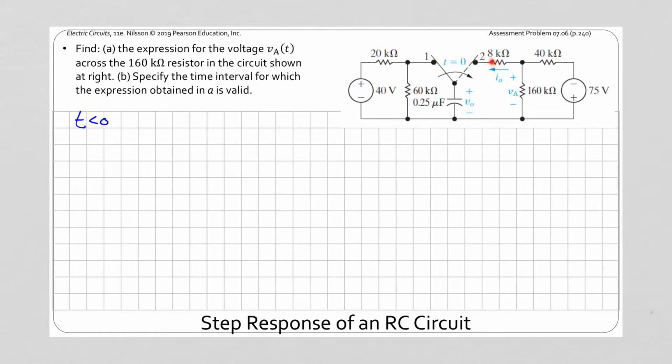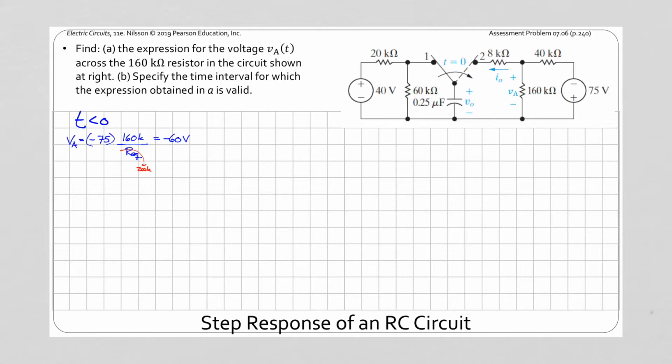That means there's nothing connected there, and we just have one loop over on this side of the circuit. We have two resistors in series connected to this voltage source, so we can do a voltage divider to find the voltage across that 160 kilo ohm resistor. And so we find for t less than 0, that VA is negative 60 volts, because notice the polarity of VA compared to the voltage source. They're opposite in polarity, so this voltage would be negative 60 from that perspective.